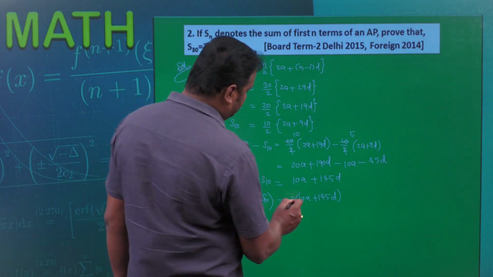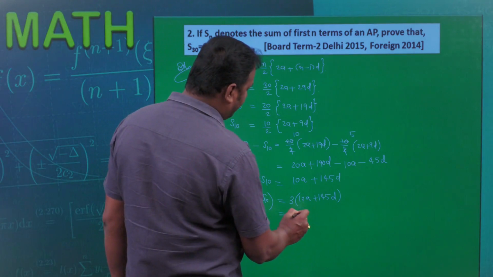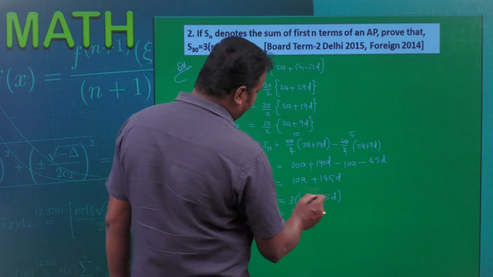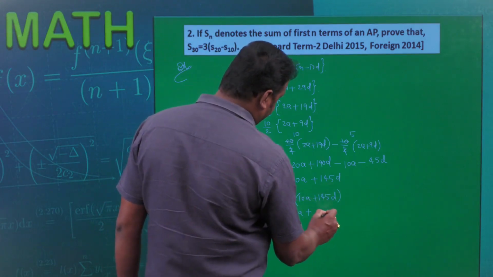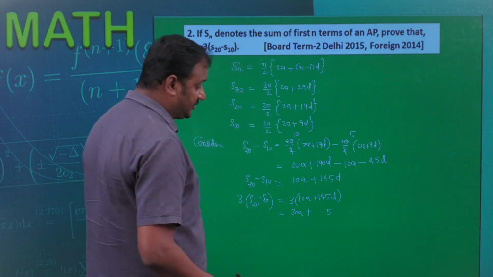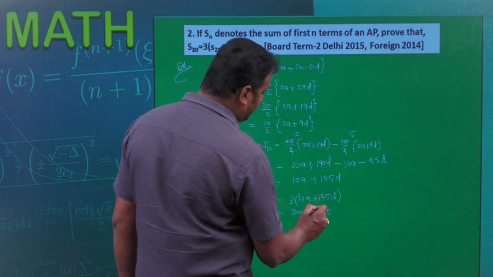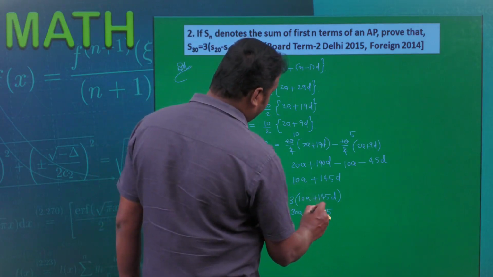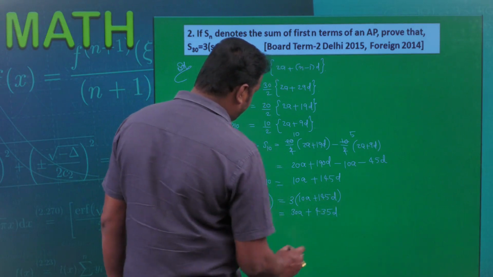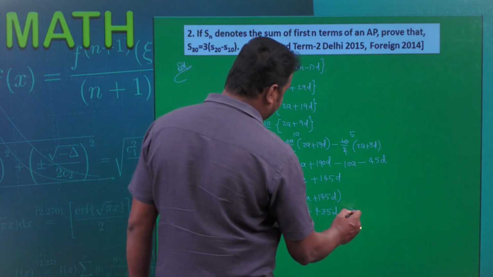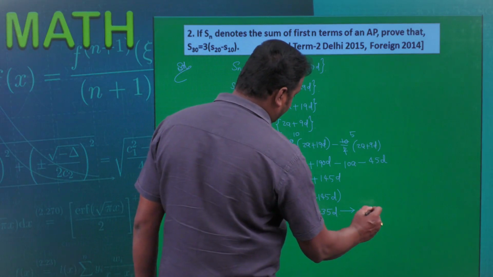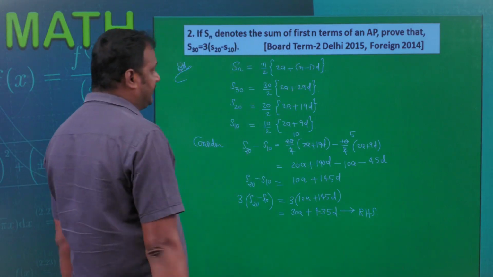Which is equal to 3 tens are 30a plus 3 times 145. 3 fives are 15, 5 carry 1; 3 fours are 12 plus 1 equal to 13; 3 ones are 3 plus 1 equal to 4. So 435d. This is the RHS. Is this RHS equal to LHS or not?